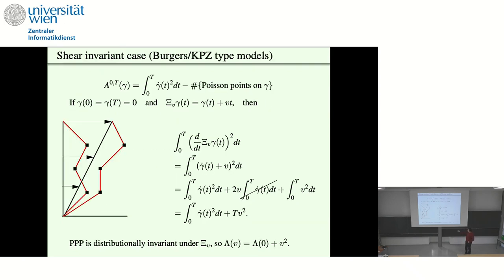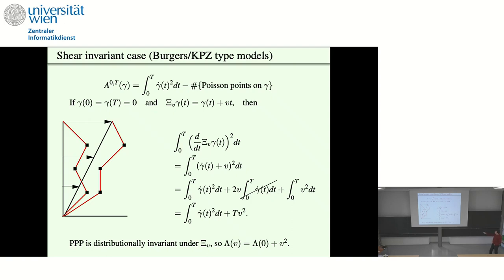It's the same Poisson points that the path passes through, right? So it passed through these, but because we transform the space-time together with the path, these are images of the same point. So the potential part of the action doesn't change. So how does the kinetic part change? Well, it's this simple calculation.